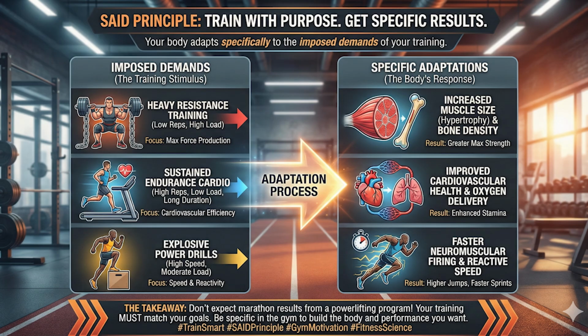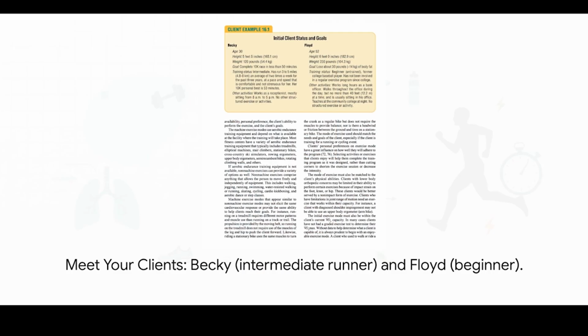Now, to make all this real, let's meet our two case studies for today. On the left, we've got Becky. She's an intermediate runner, and her big goal is to crush a 10K. And on the right, this is Floyd. He's a total beginner, and he's looking to lose about 30 pounds. As you can already tell, their goals and where they're starting from are completely different, which means their programs are going to look completely different too.